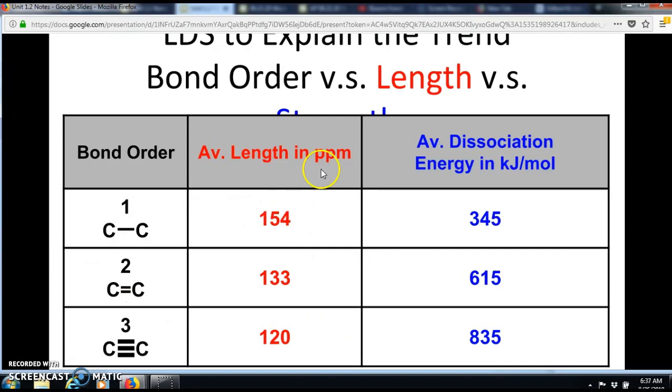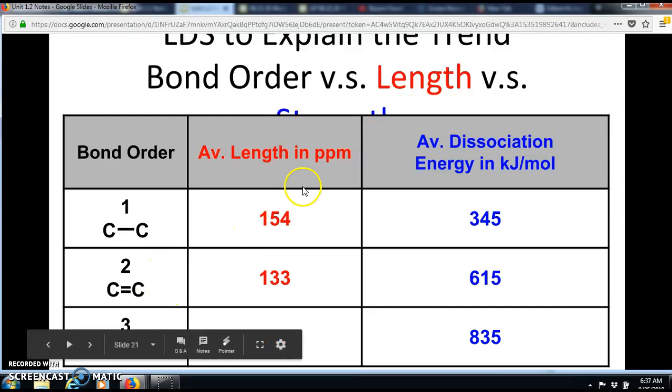Okay, this is a little cut off, but it says Lewis dot structures to explain the trend of bond order versus bond length and strength. So if you look at the single, double, and triple bond, the average bond length decreases going from single to triple, and the energy to break that bond, or bond dissociation energy, increases. So that says the strength increases going from single to triple.